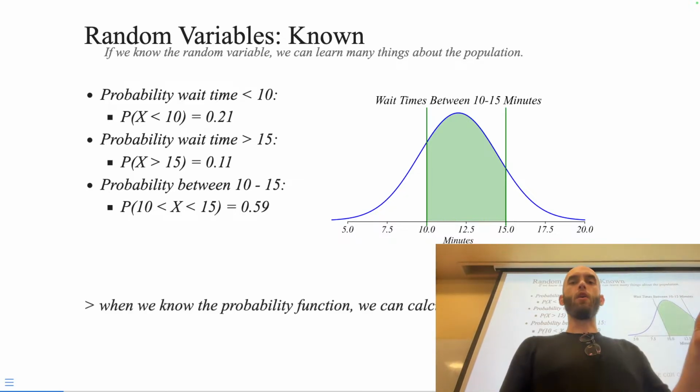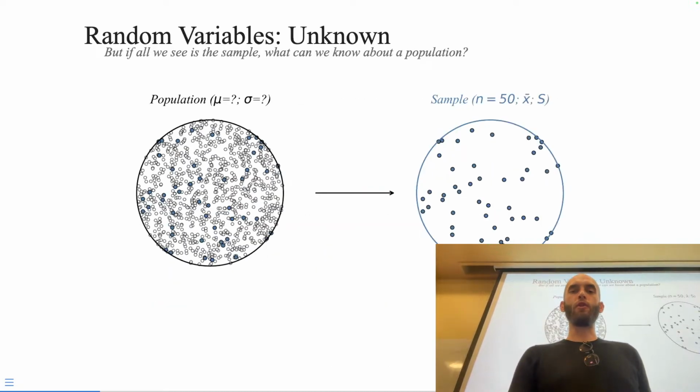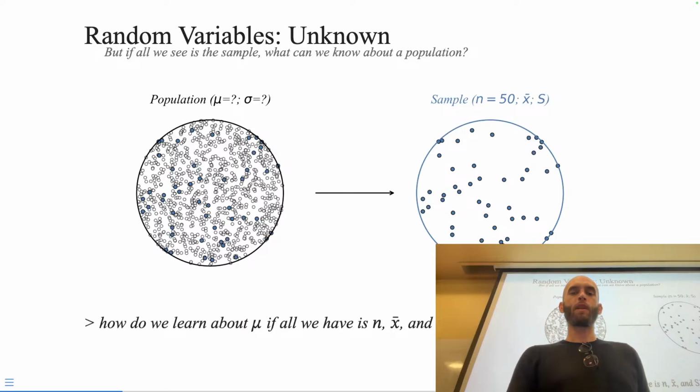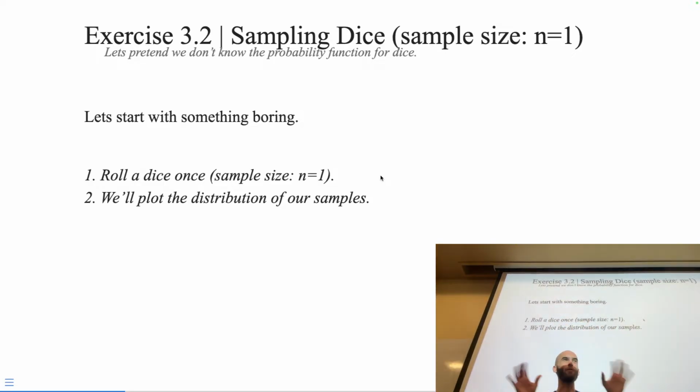But this is only true if we know the distribution itself. So I've shown you all these pictures already, but this is the main question. How do we use the sample, which is drawn from the population, to then infer something about the population directly? Okay, so the rest of class, we're going to be spending collecting data.